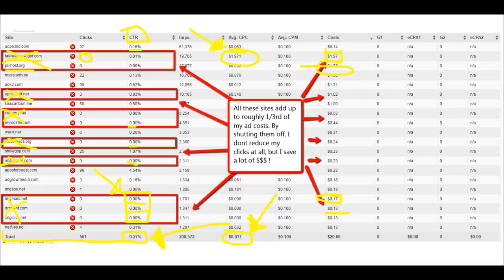So I get rid of all these sites to save my costs. That's optimization, because I can tell I should be paying 3 cents per click, and on these sites I'm paying way more than that if I'm even getting any clicks at all. So that's optimization in action. I hope that makes sense.